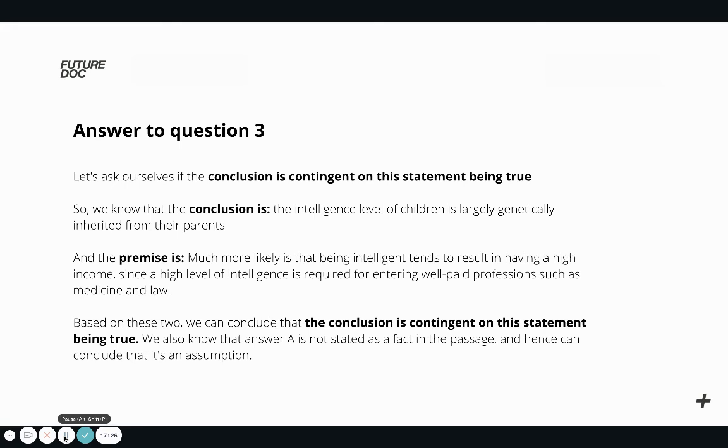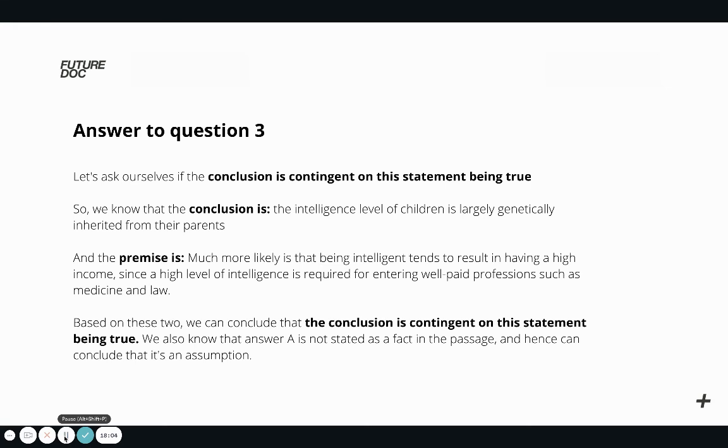Let's ask ourselves if the conclusion is contingent on this statement being true. So, we know that the conclusion is the intelligence level of children is largely genetically inherited from their parents. And the premise is, much more likely is that being intelligent tends to result in having a high income, since a high level of intelligence is required for entering well-paid professions such as medicine and law. Based on these two, we can conclude that the conclusion is contingent on this statement being true.